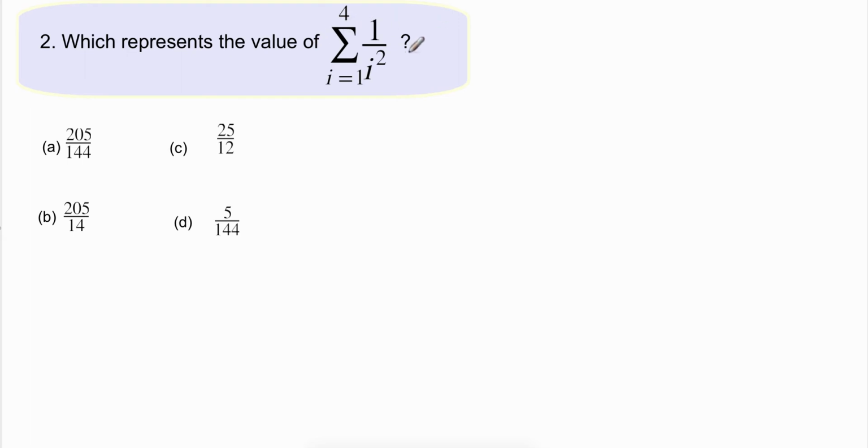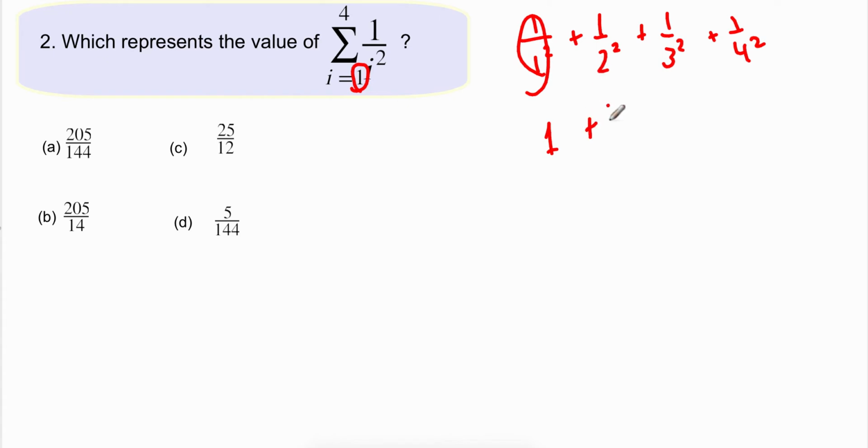Which represents the value of this? Well, I'm going to start with putting 1 in for i. So 1 over 1 squared. Now I have to add to that 1 over 2 squared plus 1 over 3 squared plus 1 over 4 squared. That's where I stop. That's 1. That's 1/4. That's 1/9. And that is 1/16.